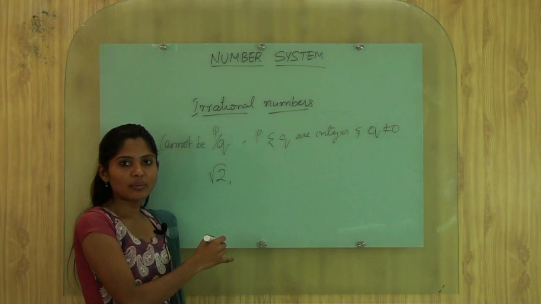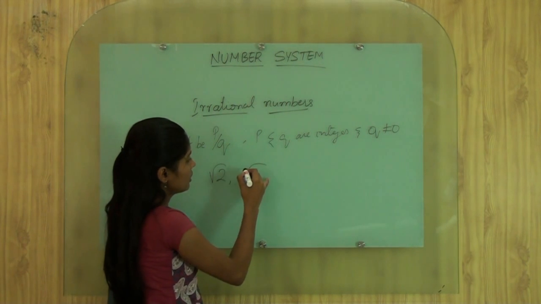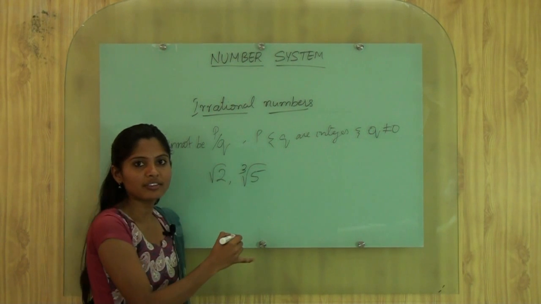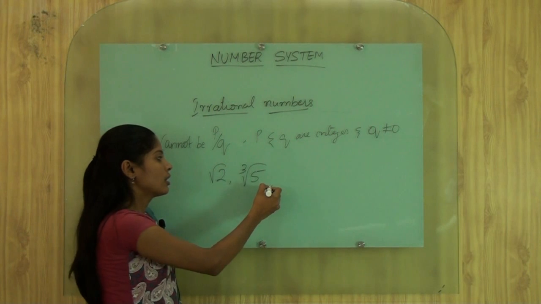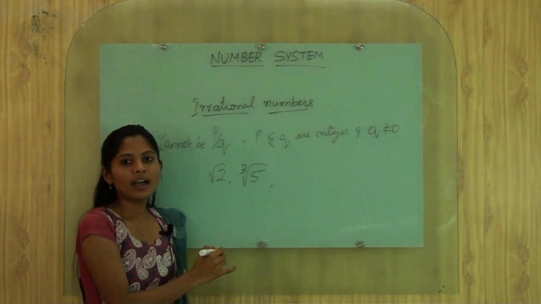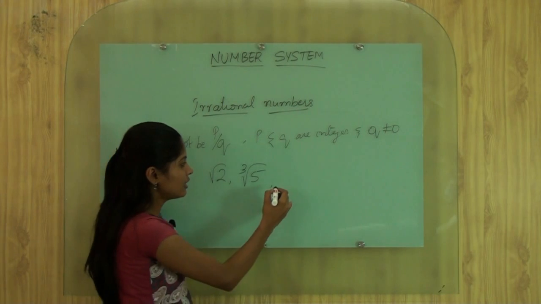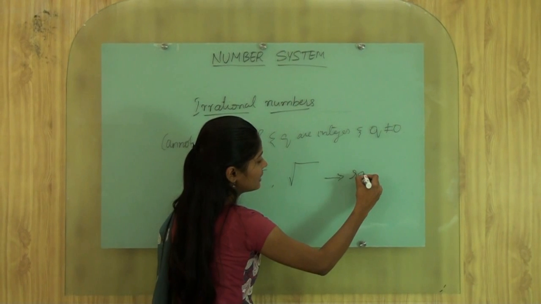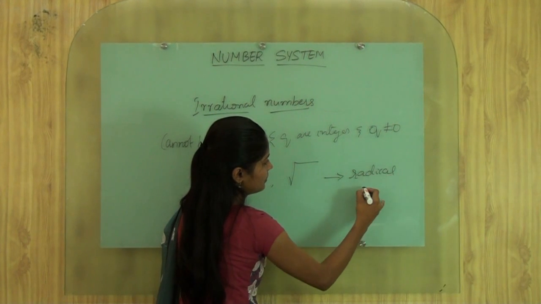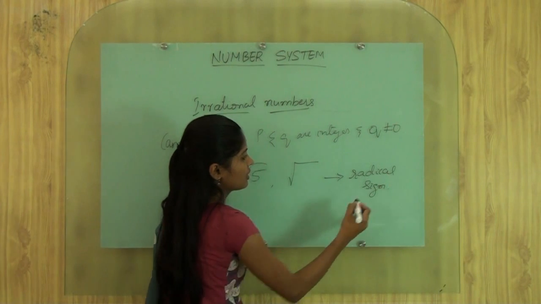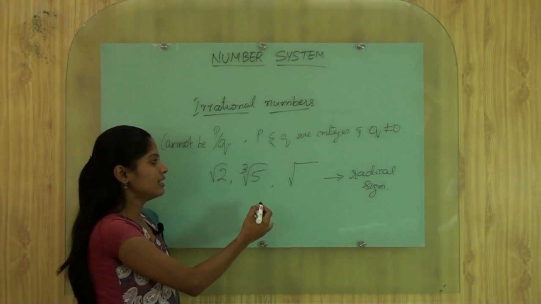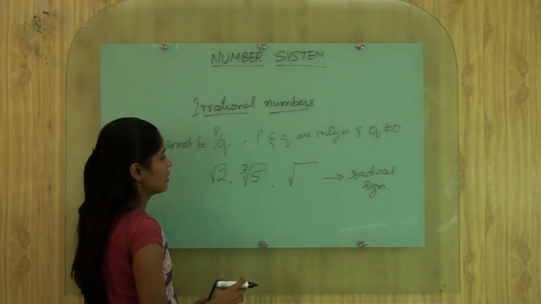Root 2 is an irrational number. Root 5 or cube root of 5. Anything which comes with the root is an irrational number. This root is called the radical sign. Any number which comes with a radical sign is an irrational number.